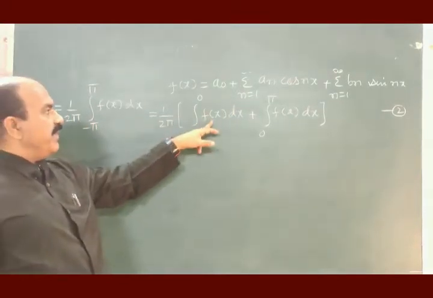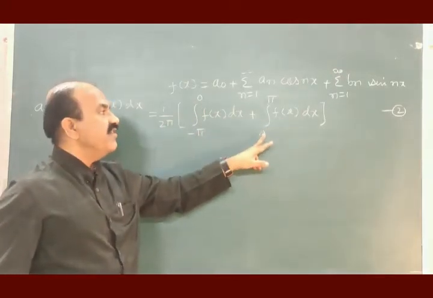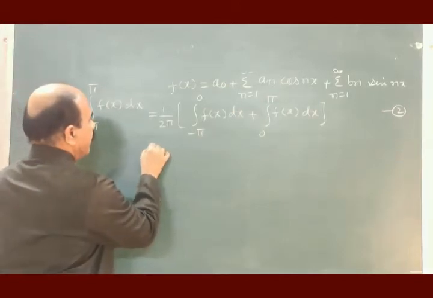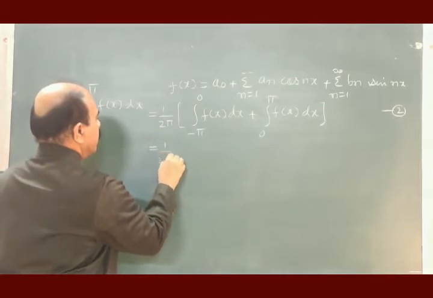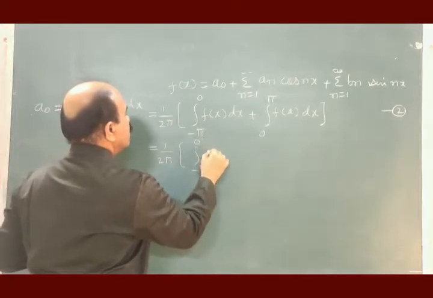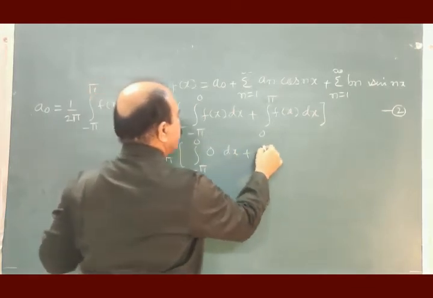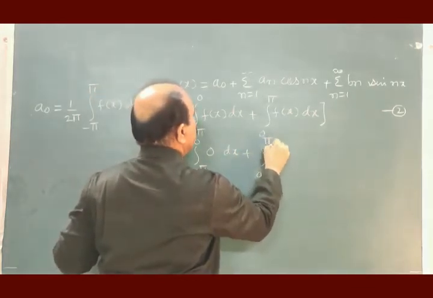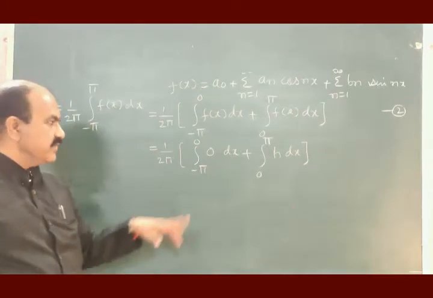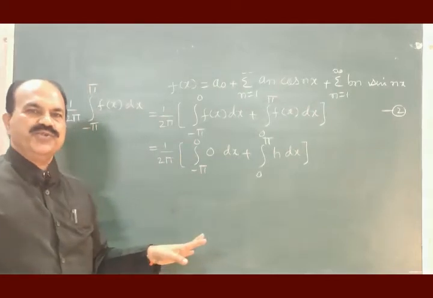Now let us put the value of f of x for the interval minus pi to 0, and the value of f of x for the interval 0 to pi from equation 1, and that will be 1 divided by 2 pi, integration over minus pi to 0 of 0 into dx plus integration over 0 to pi of h into dx. 0 into dx is 0, integration of 0 is 0.